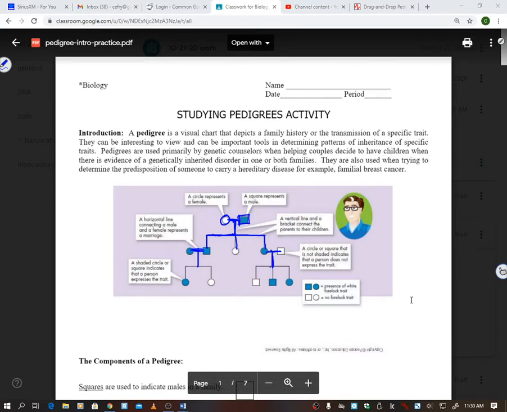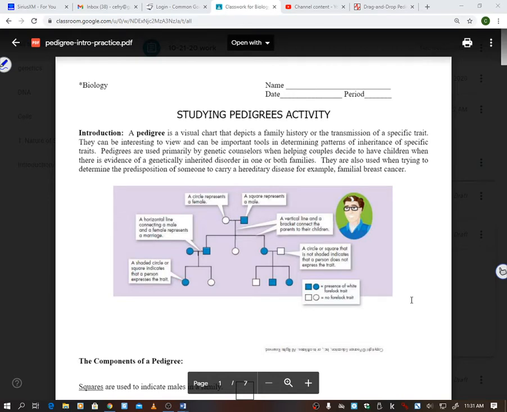Now there are 3 generations up here. We have generation 1, generation 2 on this line, and then generation 3 on that one. So just a little bit of information on how to read these things. Also, last thing, if it's colored in, shaded in, that means that that gene is present, whatever it is we are looking at, whether it be a recessive or dominant, they'll let us know.